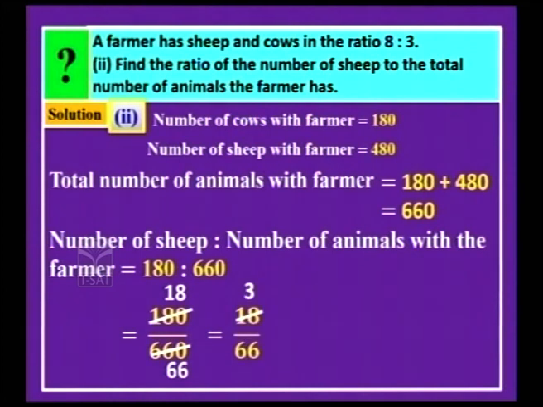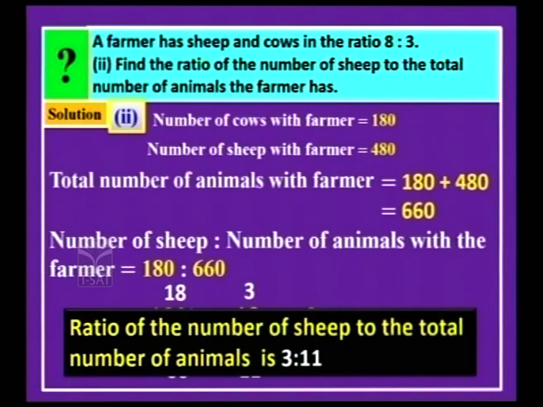This can be further divided by 6, so it goes 3 times, and in 66 it goes 11 times. We are left with 3 by 11. Therefore the ratio is 3:11. Let us move on to the next problem, children.